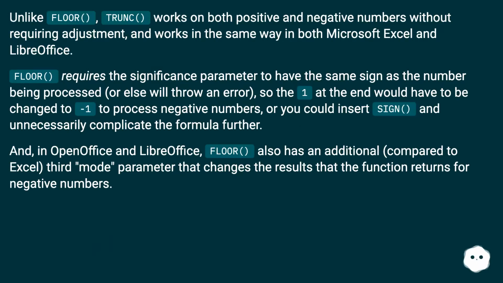FLOOR requires the significance parameter to have the same sign as the number being processed, or else it will throw an error, so the 1 at the end would have to be changed to -1 to process negative numbers, or you could insert SIGN and unnecessarily complicate the formula further. And in OpenOffice and LibreOffice, FLOOR also has an additional, compared to Excel, third mode parameter that changes the results that the function returns for negative numbers.